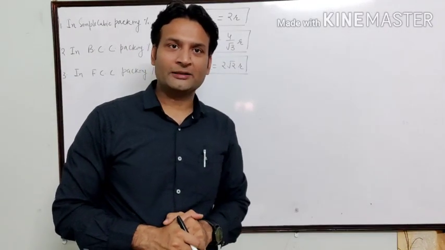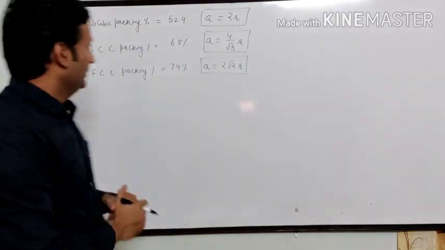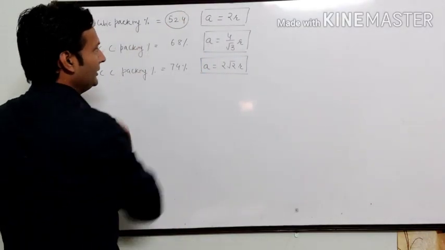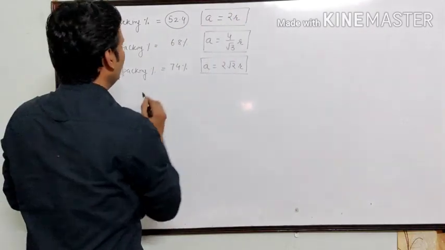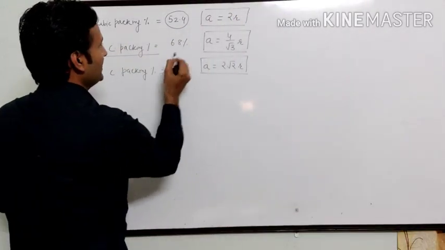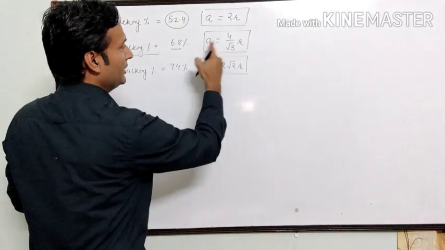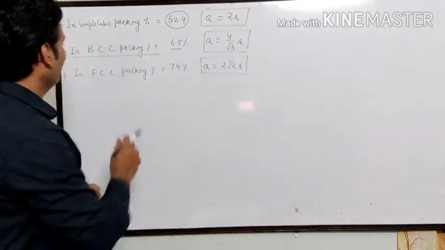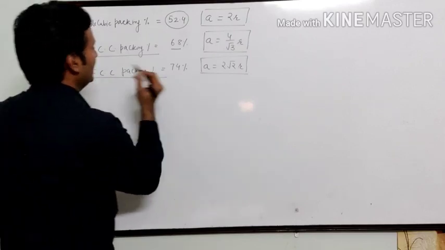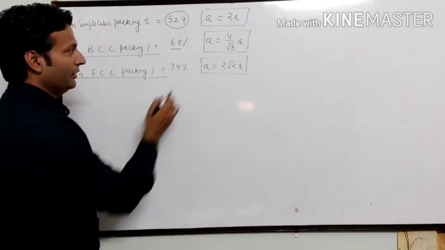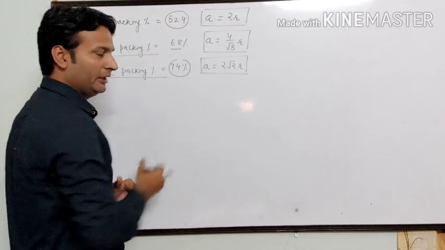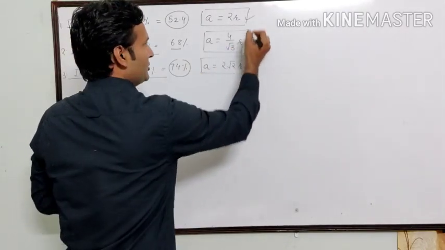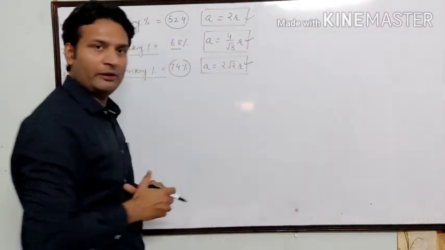Now at the last, there is a short summary. In simple cubic unit cell, the packing percentage is 54% and a is equal to 2R. In BCC, packing percentage is 68% and the relationship between a and R is a is equal to 4 upon root 3 R. And at the last, the packing percentage in FCC is 74% and the relationship between a and R is a equal to 2 root 2 R. All these relationships will be used in the formula of density.